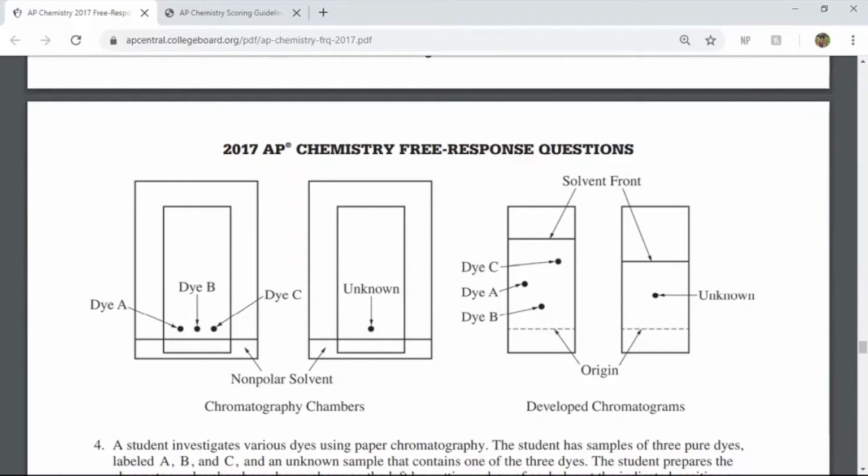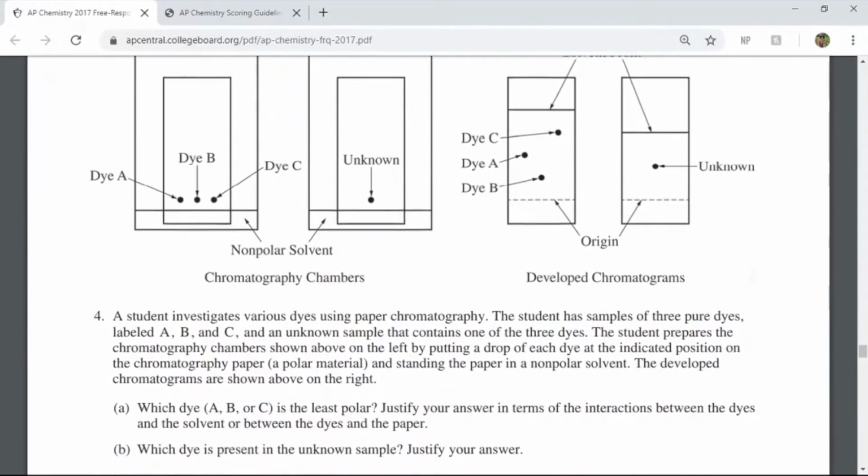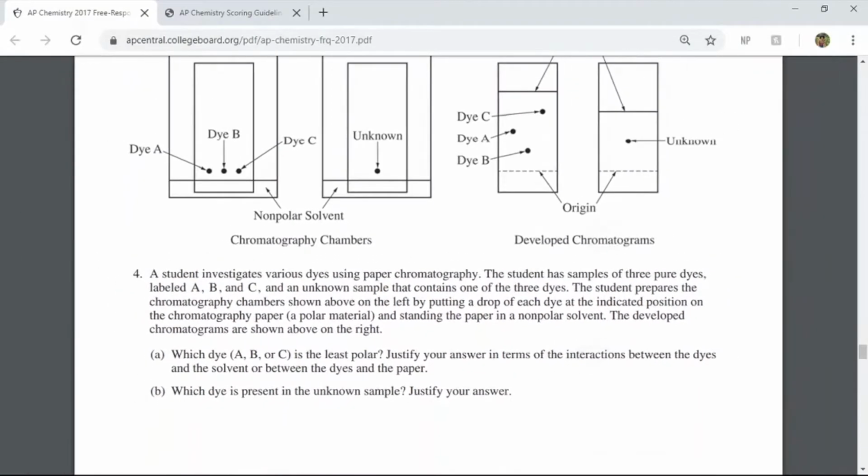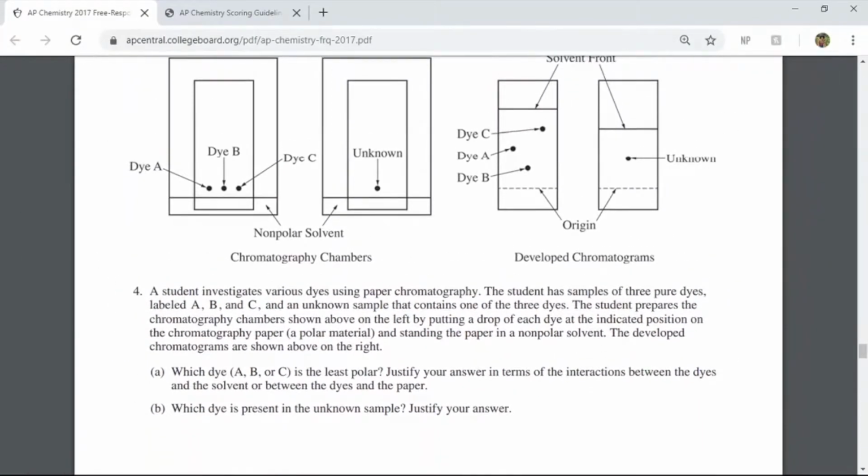This is 2017 AP Chemistry free response question number 4. It says, a student investigates various dyes using paper chromatography. The student has samples of 3 pure dyes labeled A, B, and C and an unknown sample that contains one of the 3 dyes. The student prepares a chromatography chamber shown above on the left by putting a drop of each dye at the indicated position on the chromatography paper, a polar material, and standing the paper in a non-polar solvent. The developed chromatograms are shown above on the right.